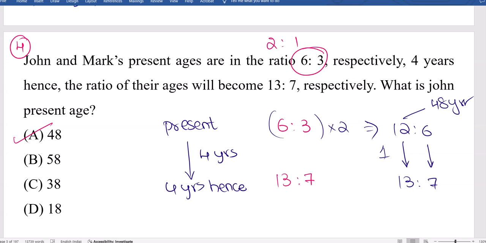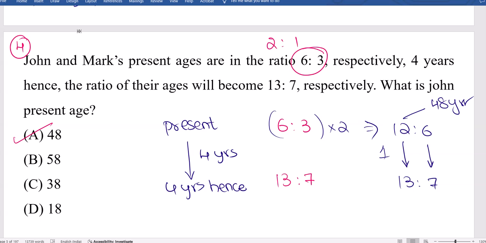Sir, why did you do the modification only on the first one? Why can't you do it on the second ratio? That depends on the given terms, the given ratio. Sometimes, yes, I agree, I'll do the modification on the second one. Sometimes I'll do the first one. It depends on the ratio.